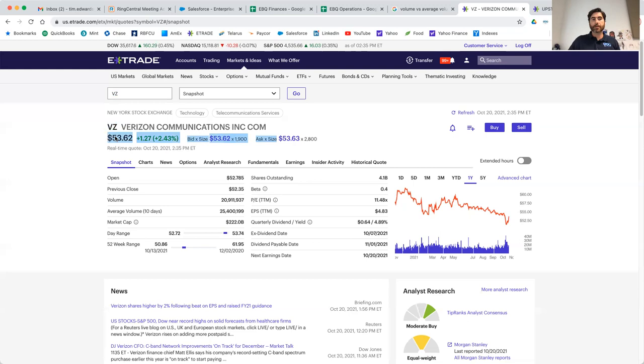So Verizon's current stock price is $53.62. This represents a $1.27 increase over yesterday. So in essence, what that means is yesterday, its previous close was $52.35, which you can actually see here on the previous close. It's up $1.27. To put that into percentages, and percentages is all we care about, Verizon's up 2.43%.